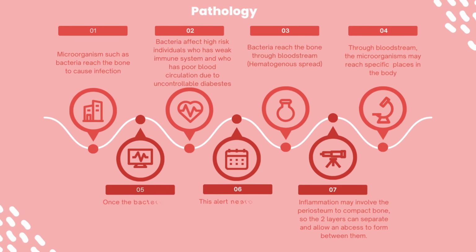Pathophysiology of osteomyelitis. First, it starts with the bacteria reaching the bone to cause infection. The bacteria reach the bone through the bloodstream, which we call hematogenous spread, and through the bloodstream microorganisms may reach specific places in the body. Once the bacteria reach the bone they will start to proliferate, and then inflammation may occur.